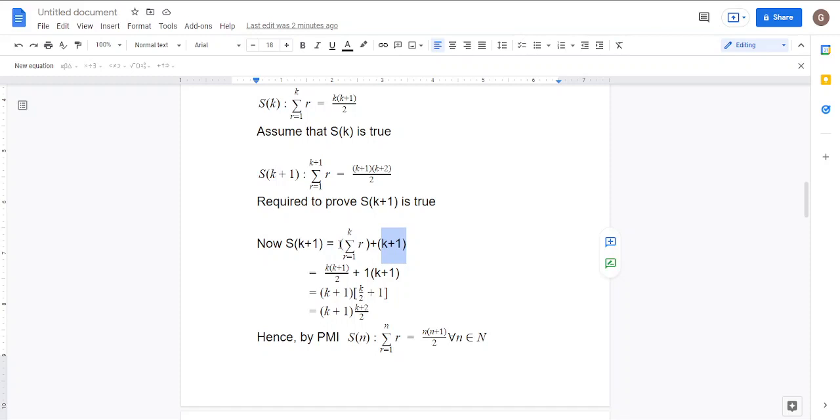Then we replace this with what we previously assumed, our inductive assumption up here. Once we replace it, we can simplify. I factored out the k plus 1, that left us with k over 2 plus 1. Then we simplify it into a single fraction, and you can see that this is the same thing as this. So we have proven what we needed to prove. Then we had our conclusion. We said hence, for every n in the set of natural numbers, that S of n, where the sigma from 1 to n of r, is equal to n times n plus 1 all over 2. Okay, any questions?